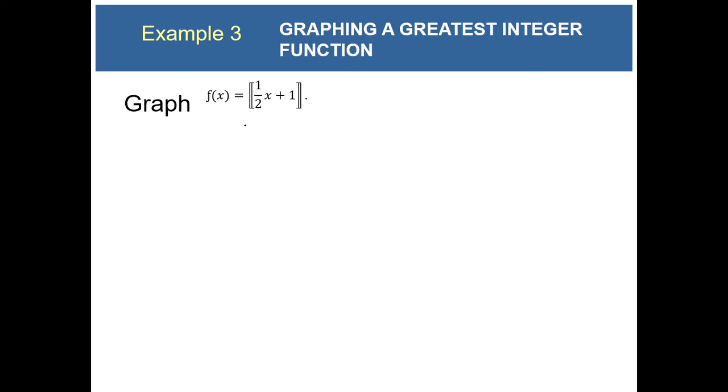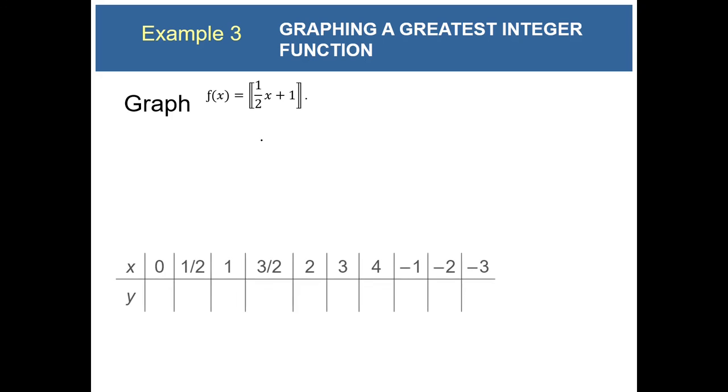Example 3, we want to graph the greatest integer function, 1/2 x plus 1. In order to do this problem, it's really easy to select random points and plot those to see the shape of the graph. So I made a list of random points and we'll select these values to plot on our graph. We'll start by using x equals 0. So the greatest integer function of 1/2 times 0 plus 1 is going to give us the greatest integer function of just 1, and that is equal to 1.